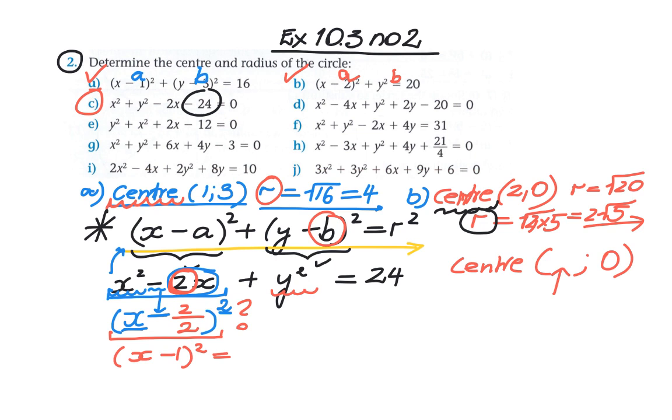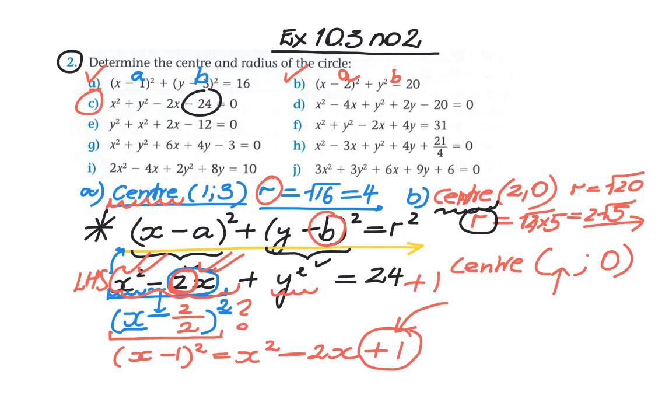What do I get? x squared, great, I have my x squared, minus 2x, great, I needed a 2x, but there is the 1 that I did not have on the left-hand side of my equation. So what must I do in order to balance my equation? If I created a +1 on the left-hand side, I will have to add 1 to the right-hand side of my equation. Let's look at this equation, question number C, once again.